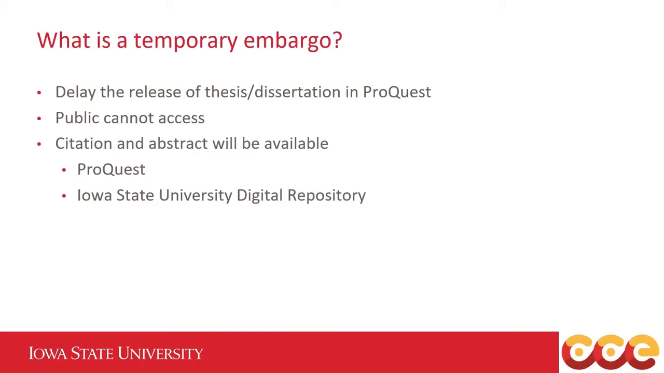What is a temporary embargo? A temporary embargo allows you to delay the release of your thesis or dissertation in ProQuest. Delaying the release of the thesis or dissertation means that the public will not be able to access your full text during the time specified. However, the citation and abstract will still be available through ProQuest and the Iowa State University's digital repository.